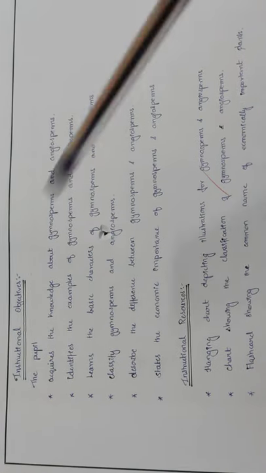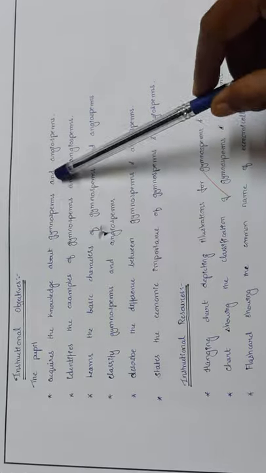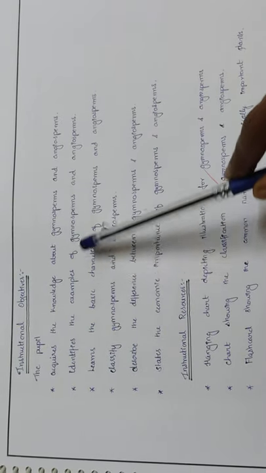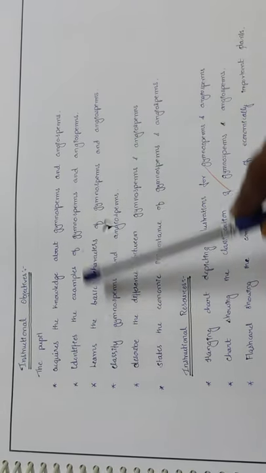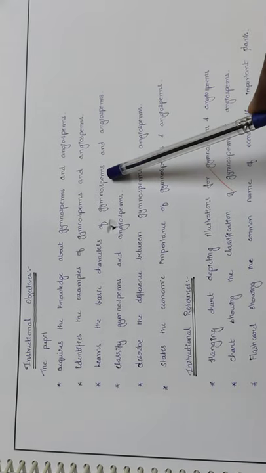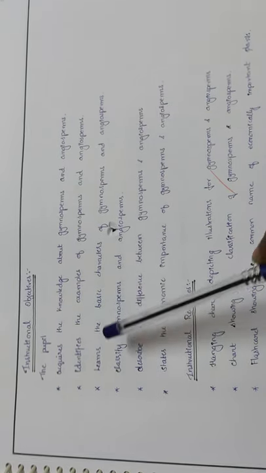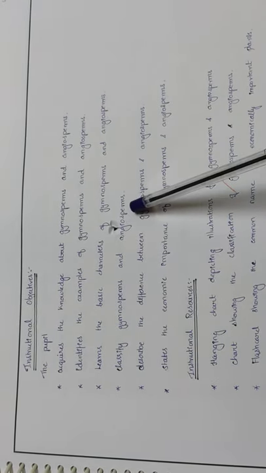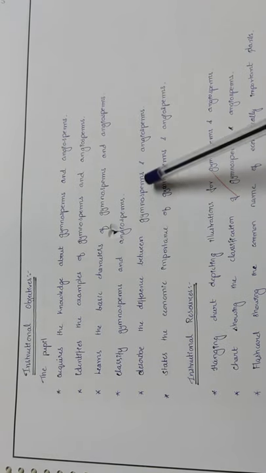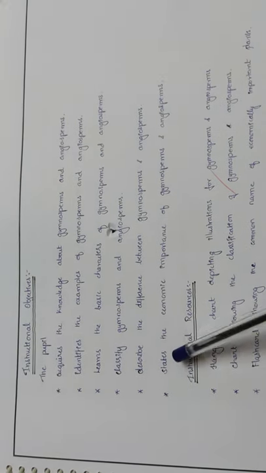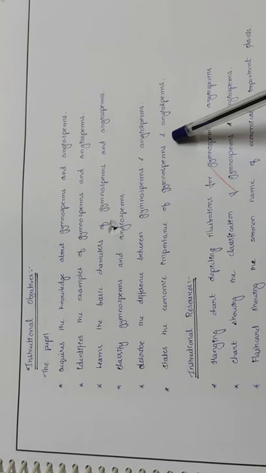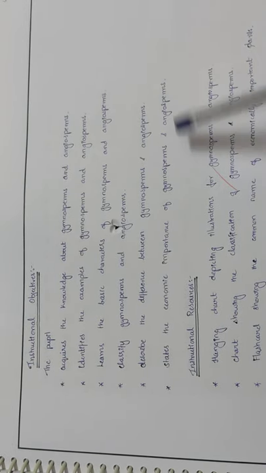Instructional objectives. The pupil acquires the knowledge about gymnosperms and angiosperms, identifies the examples of gymnosperms and angiosperms, learns the basic characters of gymnosperms and angiosperms, classifies gymnosperms and angiosperms, describes the difference between gymnosperms and angiosperms, and states the economic importance of gymnosperms and angiosperms.